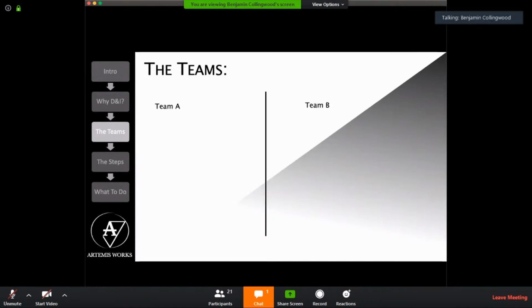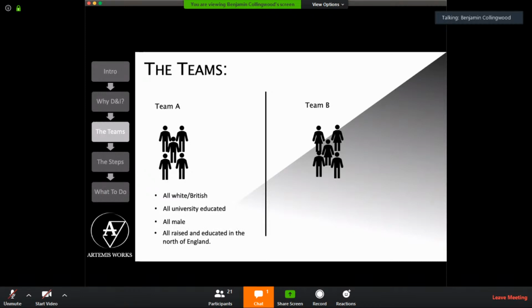So what I want to do now is introduce you to two teams. These are both teams that I've either worked in, real teams, or I've worked alongside and been very, very close with. So there's Team A and Team B. Let's have a look at Team A, which is the most echoey of echo chambers: all white British, all university educated, all male, and all raised in the north of England. We can't think of a more homogenous group of people. They are all pretty much like for like from a diversity perspective.